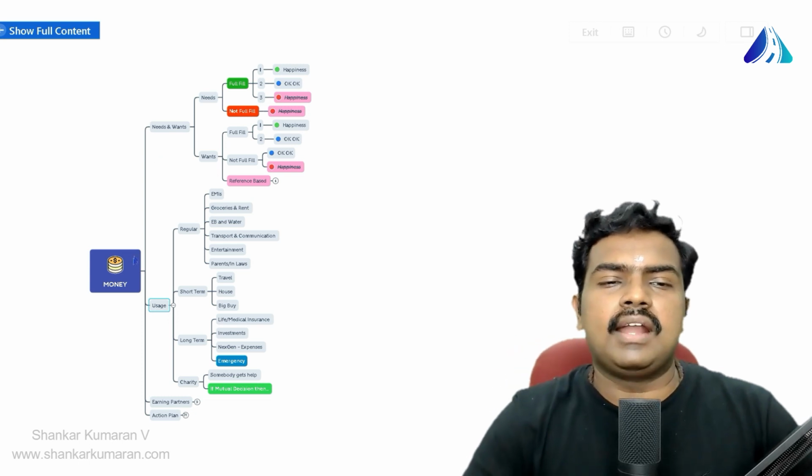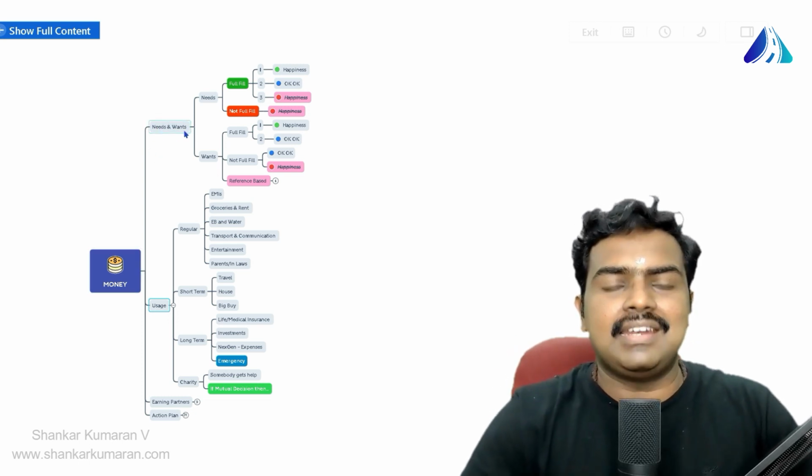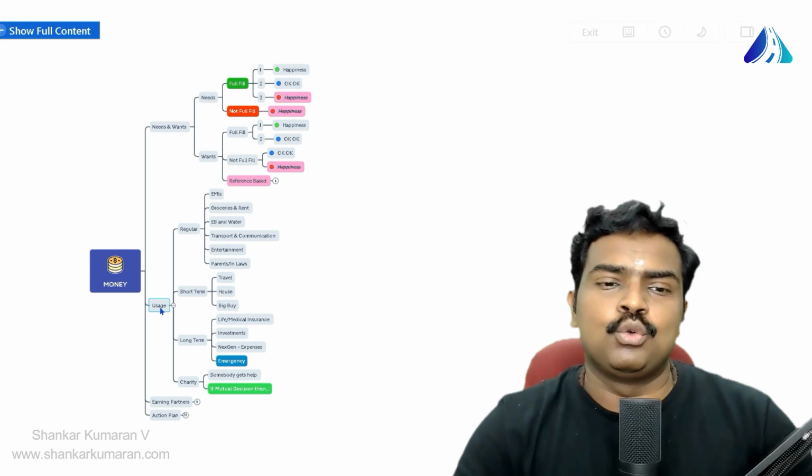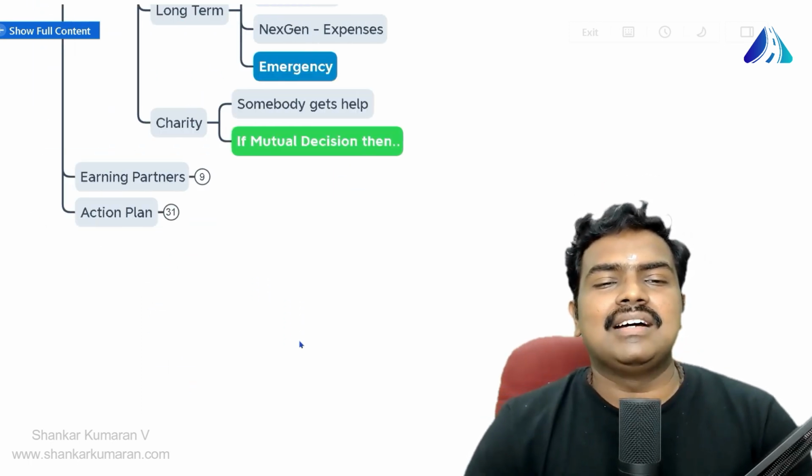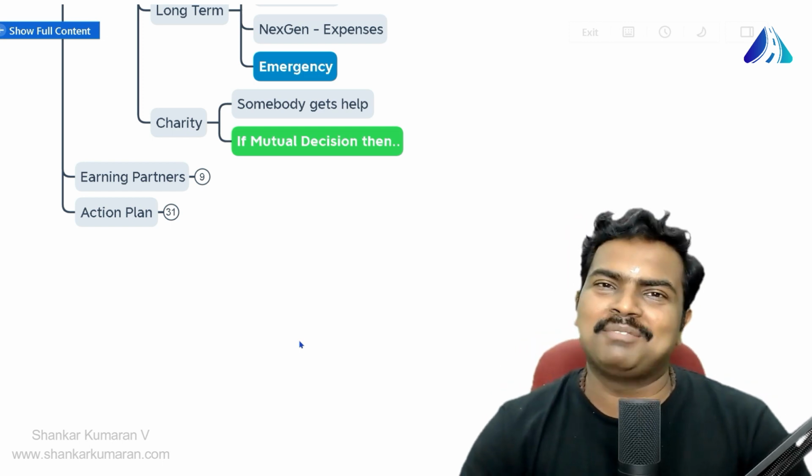So till now, under the money category, we have seen needs and wants, and we have seen usage. Now in the next video, we'll be seeing the earning partner's perspective and action plan. Let's do it.